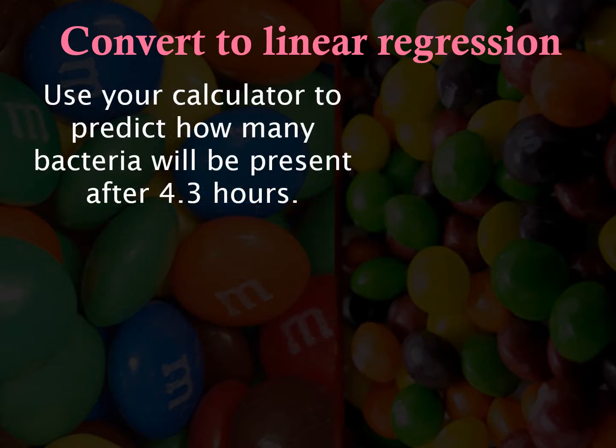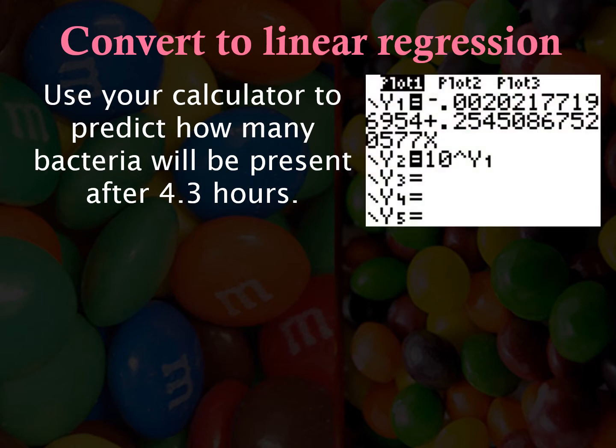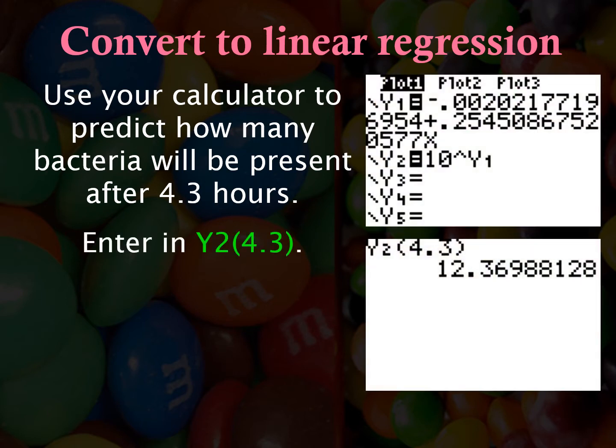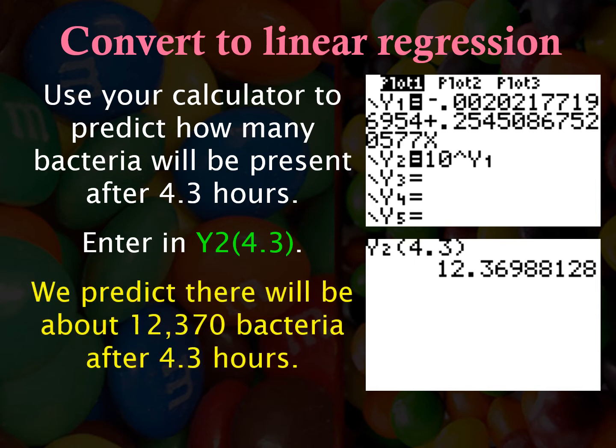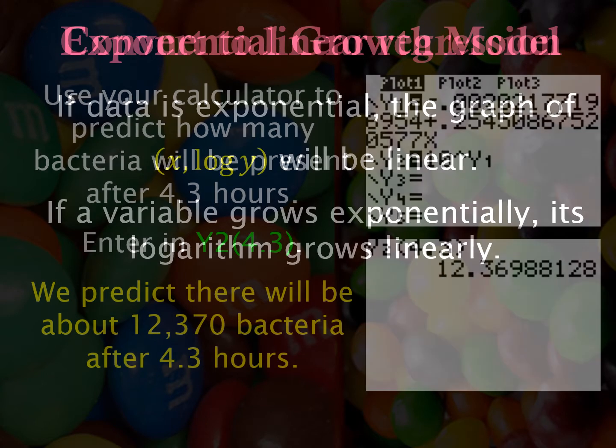So you can use your calculator to predict how many bacteria will be present after 4.3 hours. It's fancy. You don't really need to do it this way. You can just plug in 4.3 into the regression equation: log y hat equals a plus b times x. So we predict there will be 12,370 bacteria after 4.3 hours.